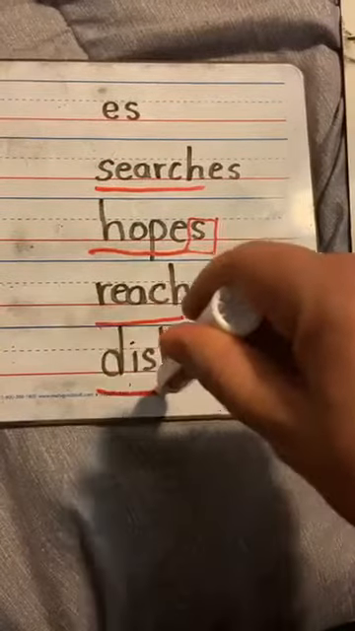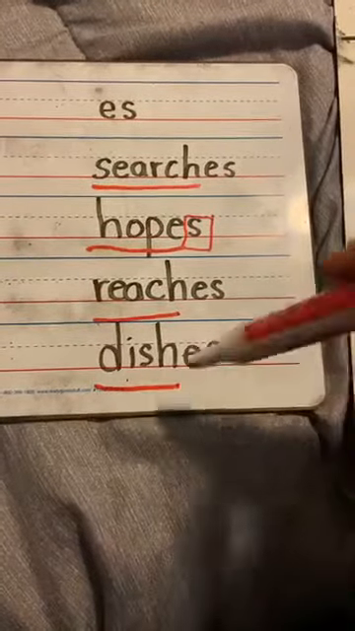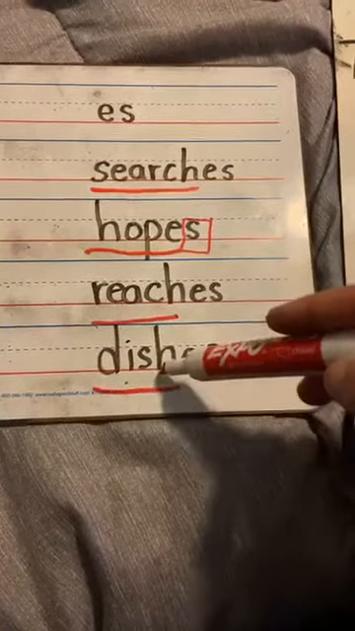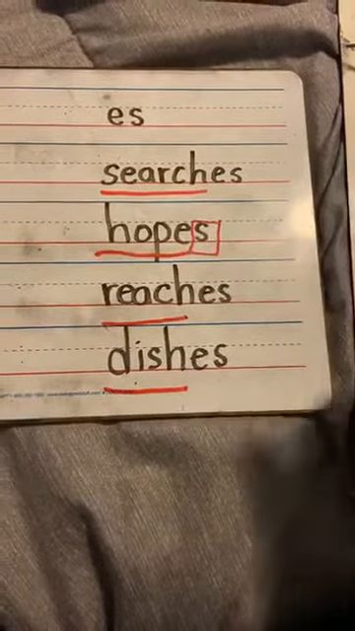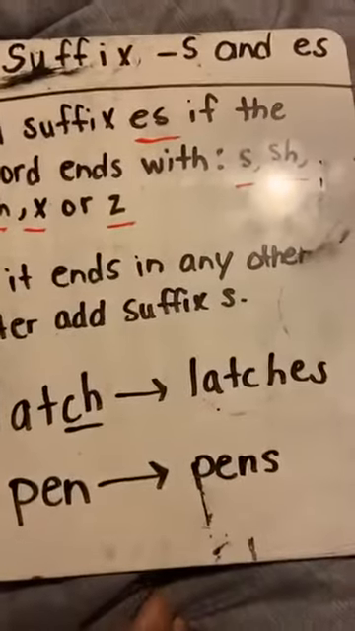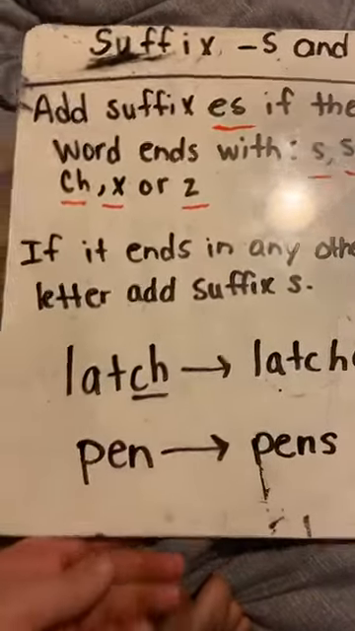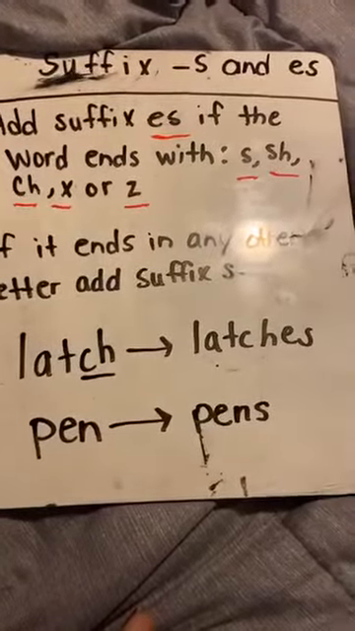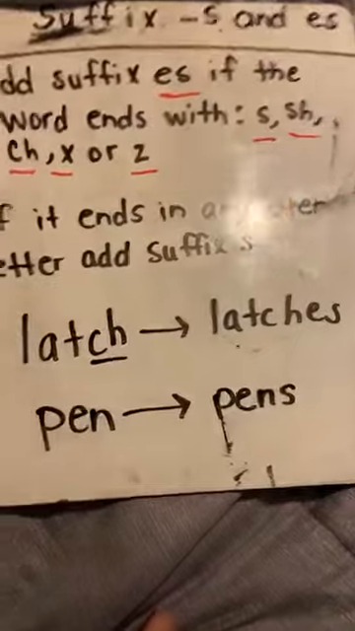Next word. Dish. What is my base word? Right there, we underlined it. What does it end in? sh, so I have to add es. Very good. So es, remember, you add es when it ends in s, sh, ch, x, or z. If it ends in any other letter, all you have to add is just that s. All right, friends, I will tell you about your challenge here in a little bit, but I have one more thing that I want to talk to you about today.